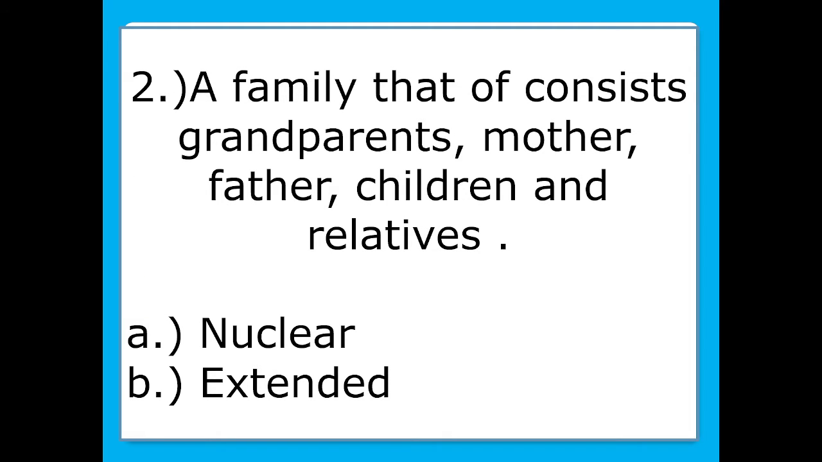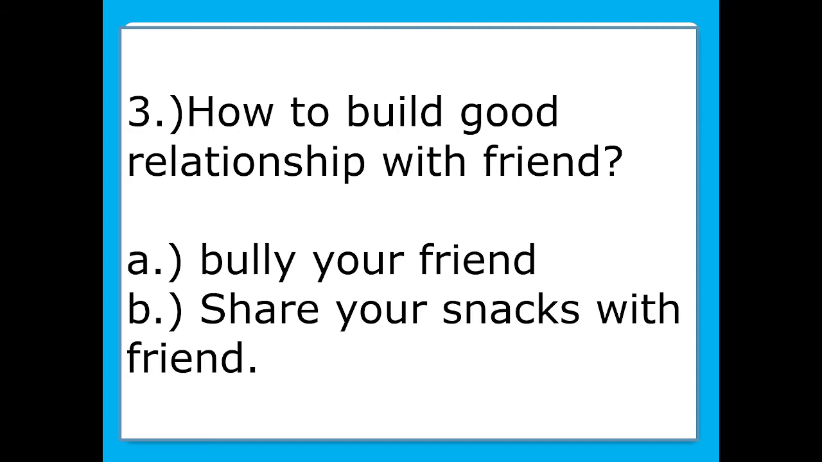Number two, a family that consists of grandparents, mother, father, children, and relatives. A, nuclear, B, extended. Okay, so number two is letter B, extended family. Number three, how to build good relationship with friend. A, bully your friend. B, share your snacks with friend. The answer is letter B, share your snacks with friend.